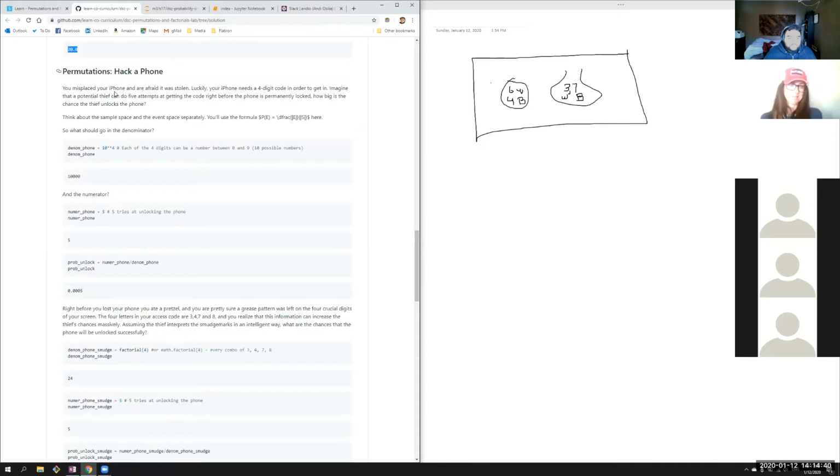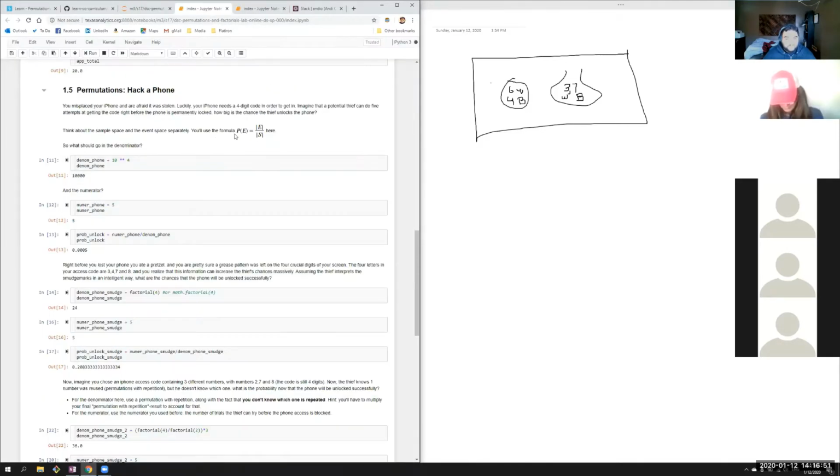So you misplaced your iPhone and are afraid that it was stolen. Luckily, your iPhone needs a 4-digit code to get in. Imagine that a potential thief can do 5 attempts at getting the code right before the phone is permanently locked. How big is the chance that they unlock the phone? Think about the sample space and the event space separately.